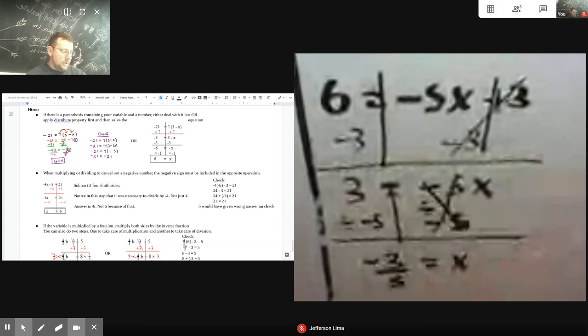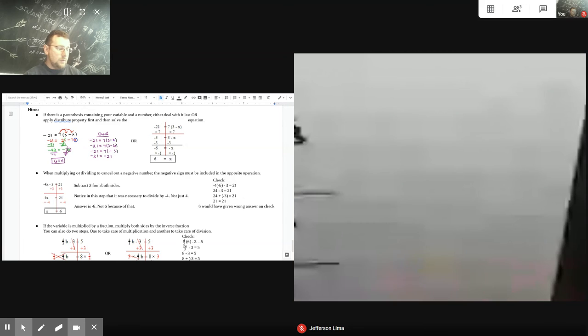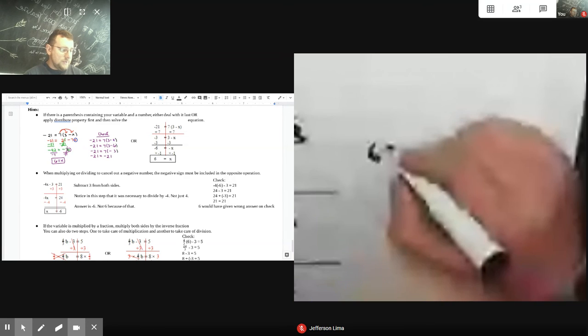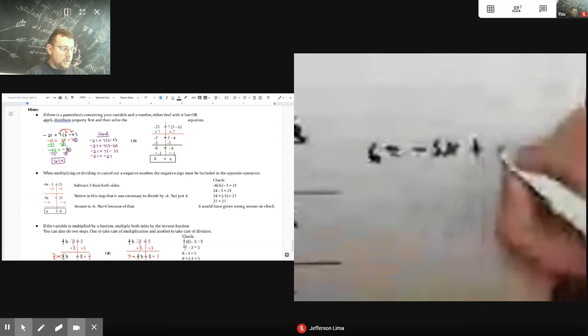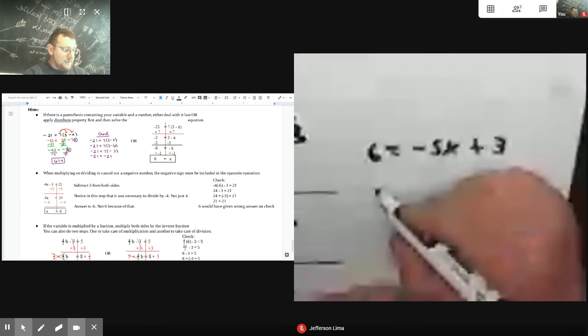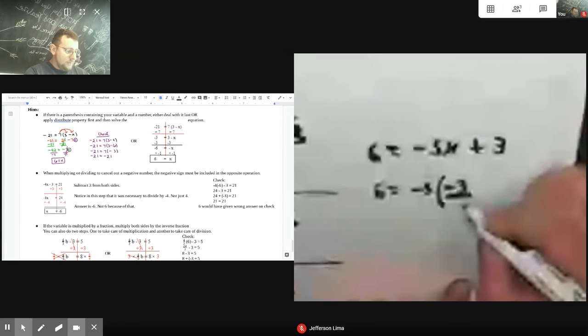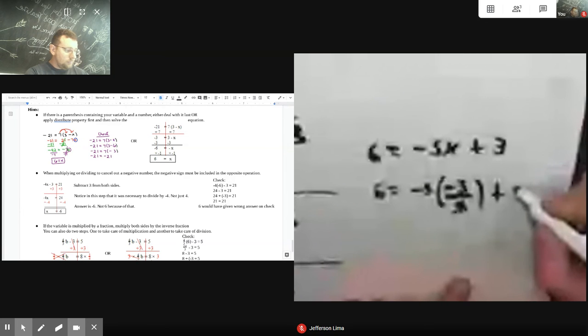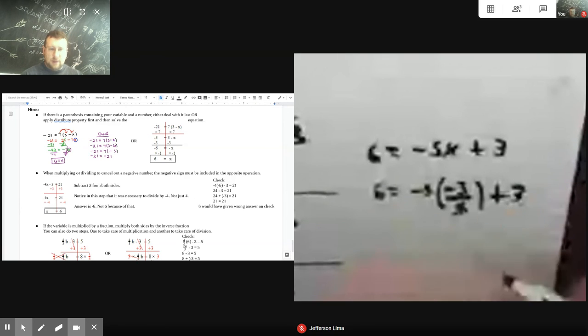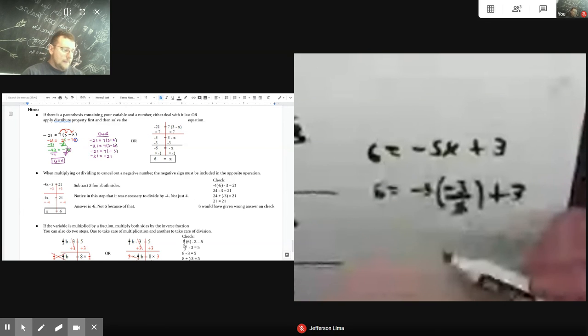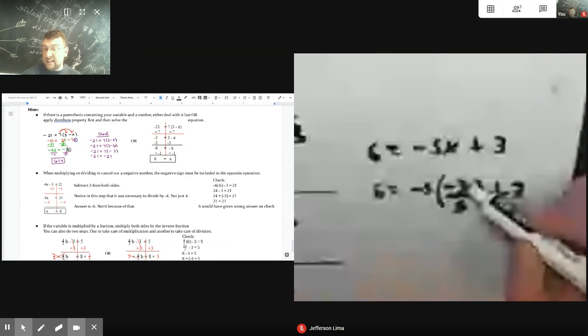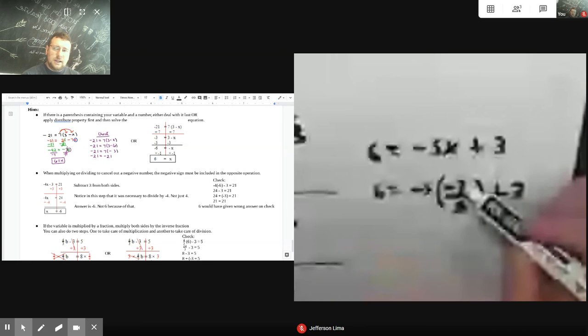So let's try it out. So let's see if that is the same answer. So we have here on the right side, I'm going to rewrite my expression. 6 equals negative 5x plus 3. But I'm going to replace the x with parentheses and put my answer there to see if I get it right. Okay, and I know it's hard to read the numbers. I'm sorry about that. But negative 5 times negative 3 is positive 15, because negative times negative is positive.